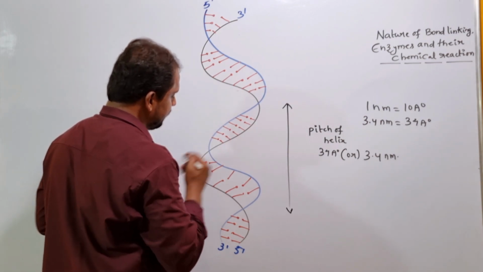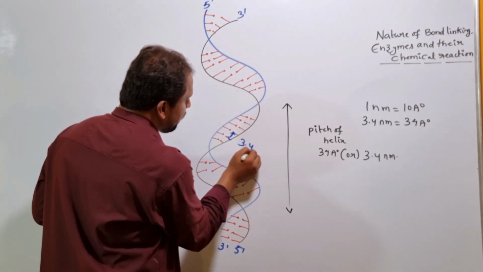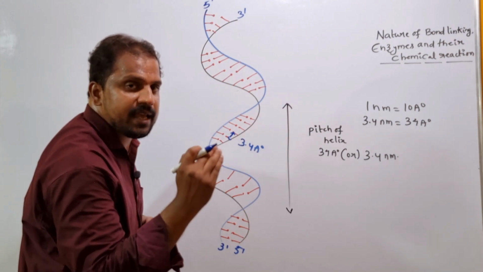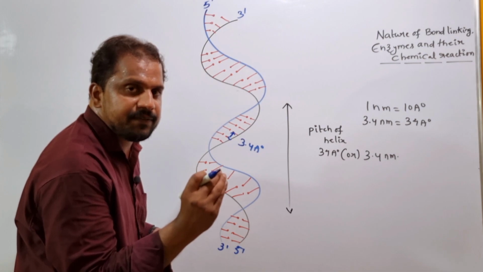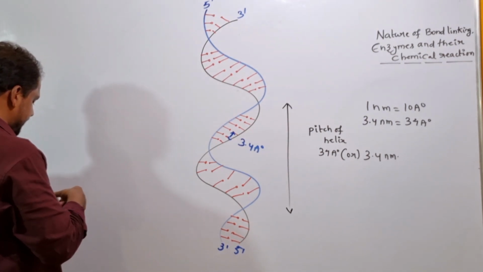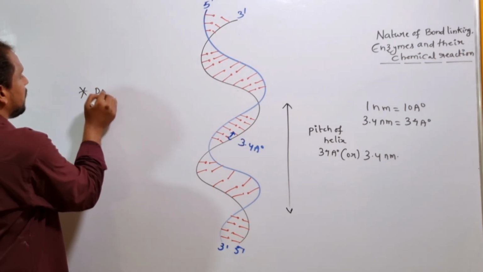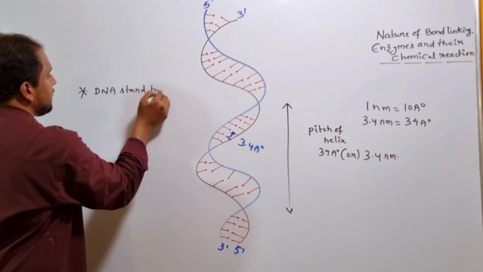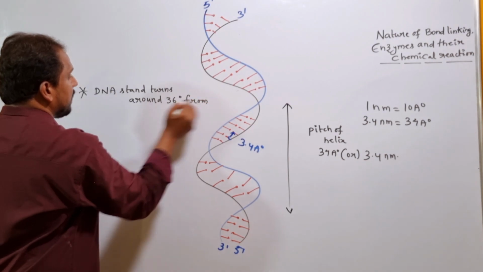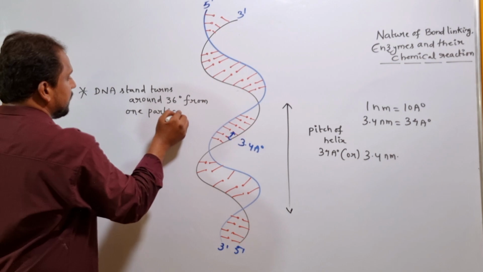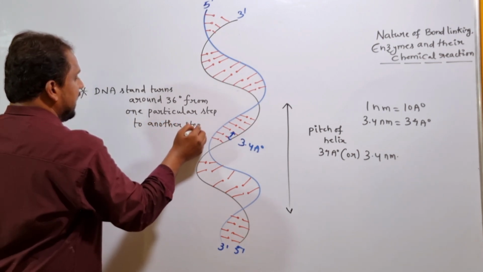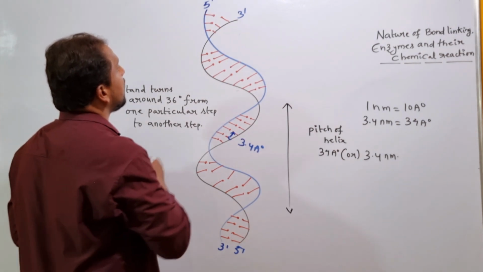So look at here. Then in the same way, when one nitrogenous base pair shifts from one step to another step, the DNA strand turns around 36 degrees. Is it clear? The DNA strand turns around 36 degrees from one step to another step. And if we look at the diameter of the double-stranded DNA, it is around 20 angstrom units.